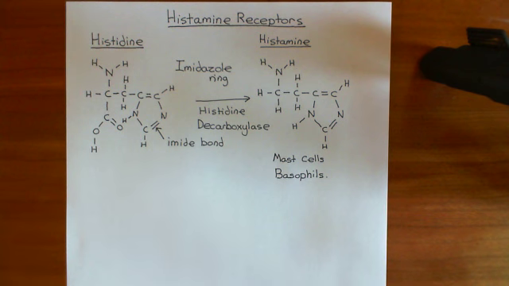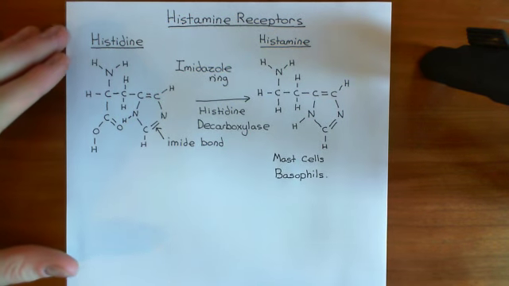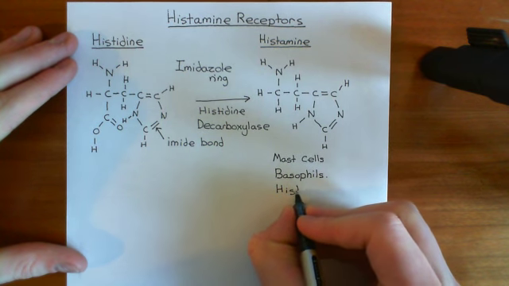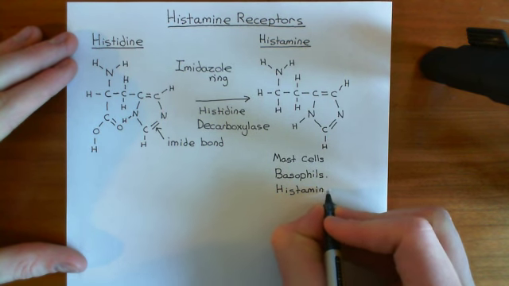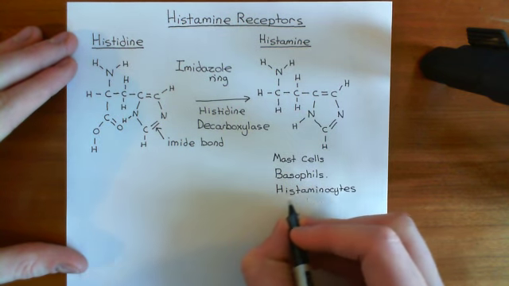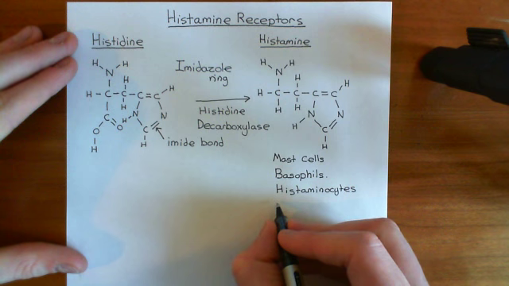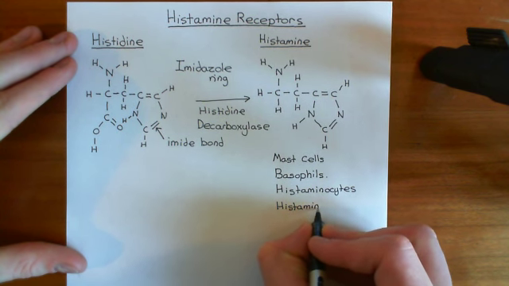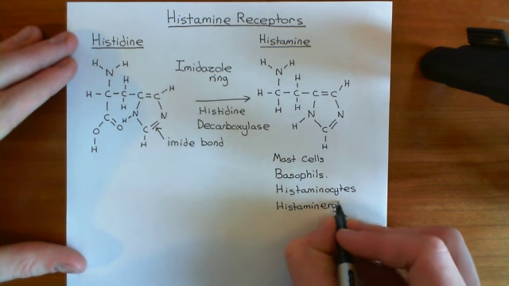Another type of cell that secretes them are in the brain. You have certain neurons which use histamine as their neurotransmitter, and there's also cells within the stomach known as histaminocytes. These are called histaminocytes, and these are present in the stomach wall, which secrete histamine. So mast cells, basophils, histaminocytes, which are in the stomach, and histaminergic neurons. These are the four main examples of cells which secrete histamine.